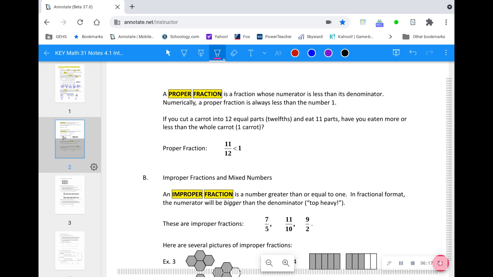And the way you think about this is pretty simple. If the parts you're counting are fewer than you cut it into, then you're dealing with a proper fraction. 11 out of 12 parts would leave one of them on the table. And so if you divided a carrot into 12 equal parts and only ate 11 of those 12, you have not eaten the full carrot, and this is less than 1, and as a consequence, it's a proper fraction. Now, the easiest way to tell if it's proper is the top number has to be less than the denominator, or the bottom number.